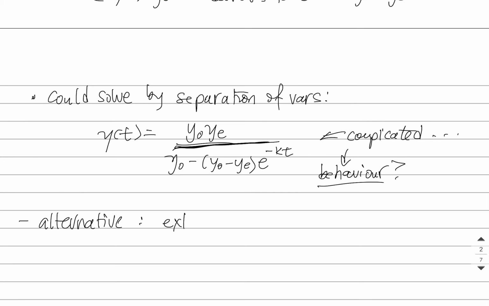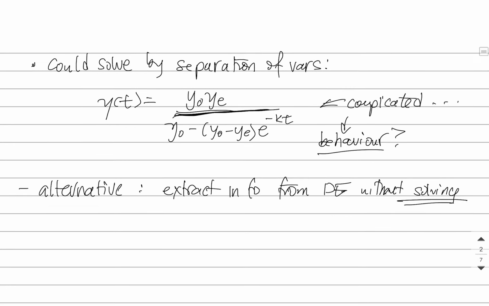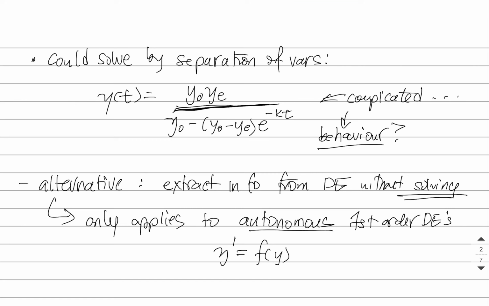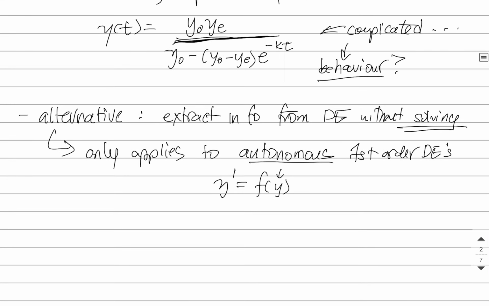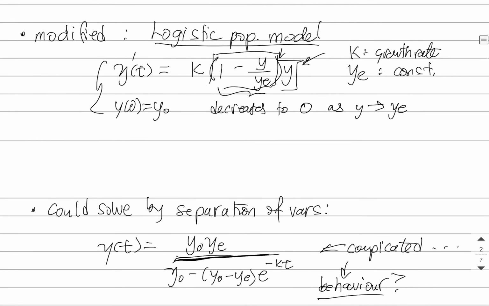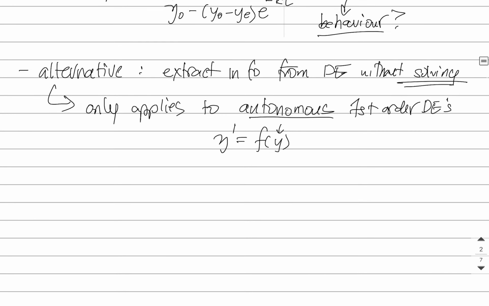We are going to extract information from the differential equation without solving, because there's a lot of information that you can take. Now, this kind of analysis only applies to autonomous first-order DEs. Now, these autonomous DEs can also be nonlinear, but what makes them autonomous is that you will only ever see an explicit function of the solution itself, f of y. Now, the logistic population model that I wrote up here is an autonomous model, and the same thing for the original exponential model.